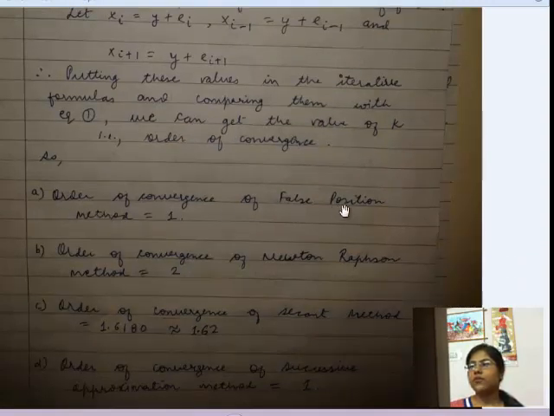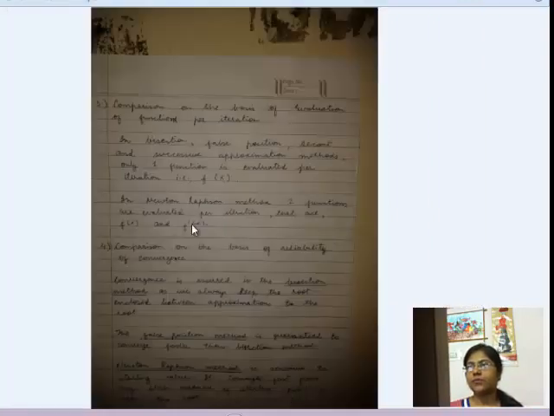So, the order of convergence of the false position method is equal to 1. Order of convergence of the Newton-Raphson method is equal to 2. Order of convergence of the secant method is equal to 1.6180, which is approximately 1.62. And the order of convergence of successive approximation is equal to 1.